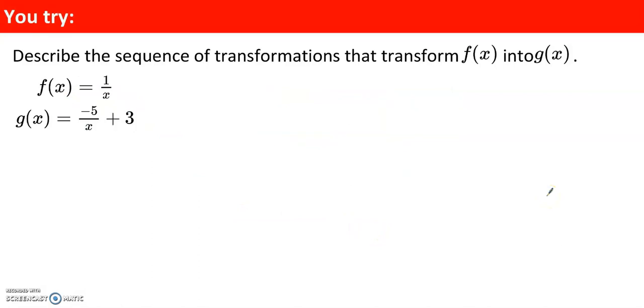Okay, this one's for you to try. See if you can describe the sequence of transformations that transform this parent function, the reciprocal function 1 over x, into this function. Well, what looks different in g of x than it did in f of x? You've got 1 over x here, you've got something over x, but it's not 1. So that's something. And the plus 3 is something, isn't it?